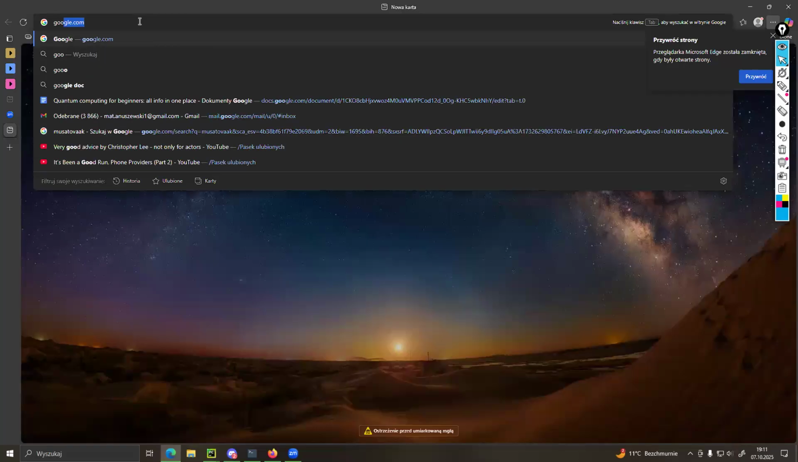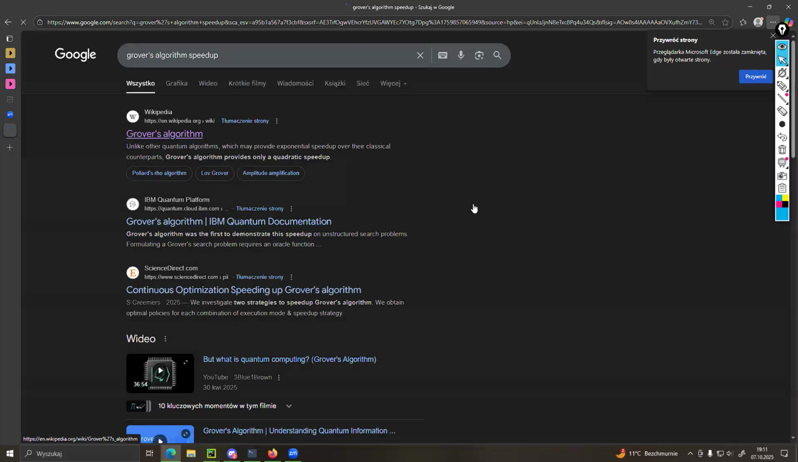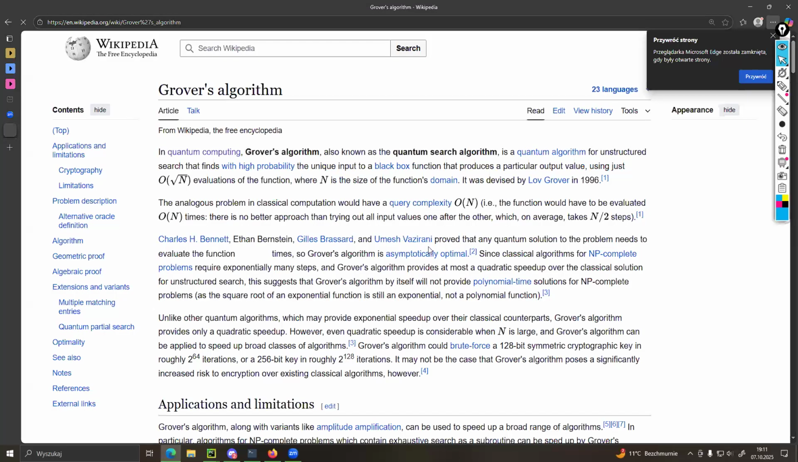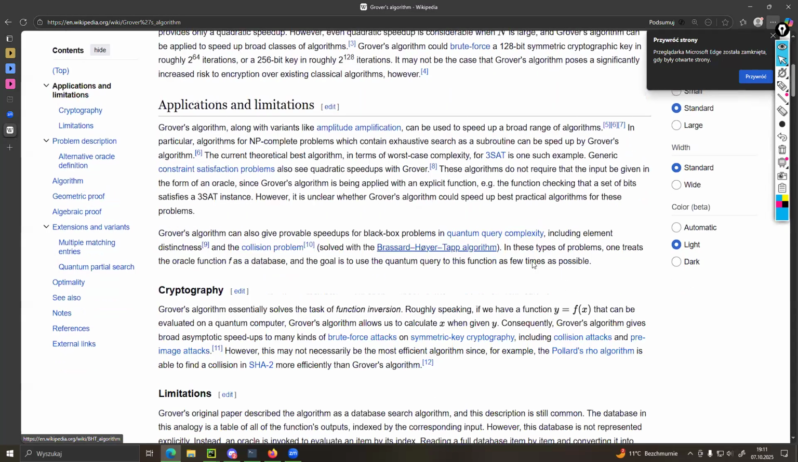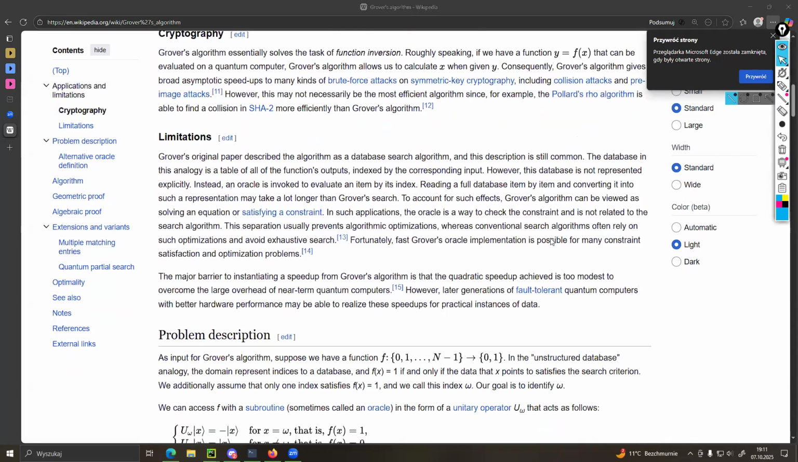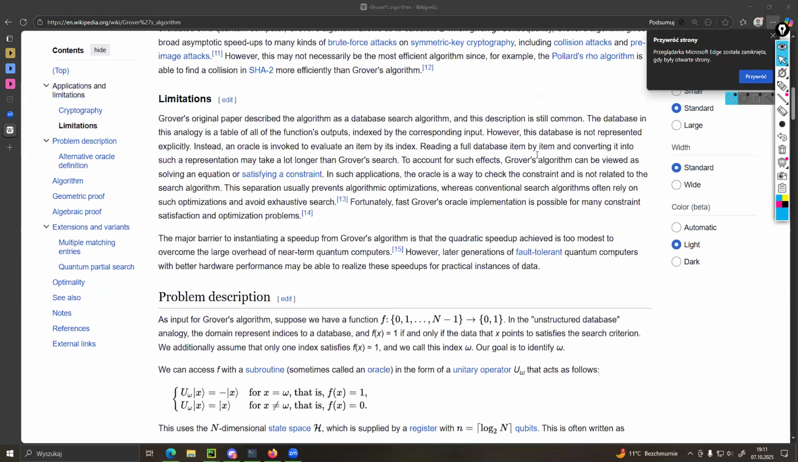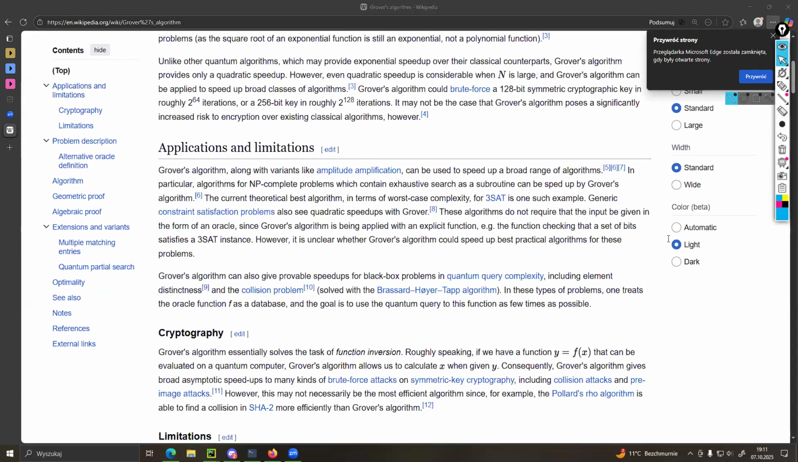Google, let's say, Grover's algorithm speed up. It is said that it only provides a quadratic speed up. If this was an exponential speed up, this would mean that pretty much this would be like NP equals P. And it would be an insane breakthrough in everything, but it isn't. Unfortunately, it isn't. But it is still a very, very good outcome.